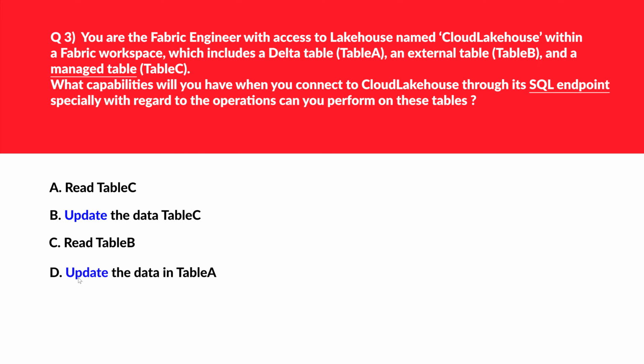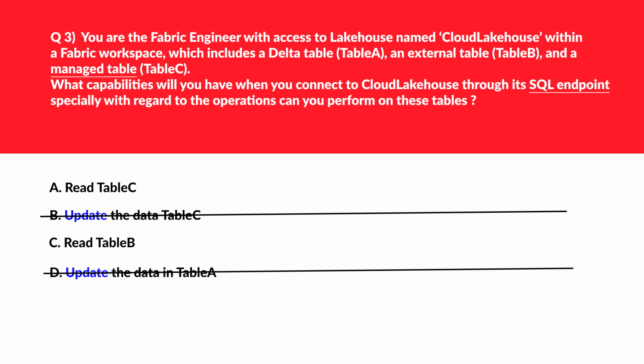We'll look at option B and D first. Both option B and D use the update. Update operation is not possible in a Lakehouse table using SQL endpoint because tables are read only. If we want to update the table, then we need to use Spark or data flows. Hence, both of these are incorrect. Let's move to option C. C says read table B. Table B, if we look here, is an external table as per the question.